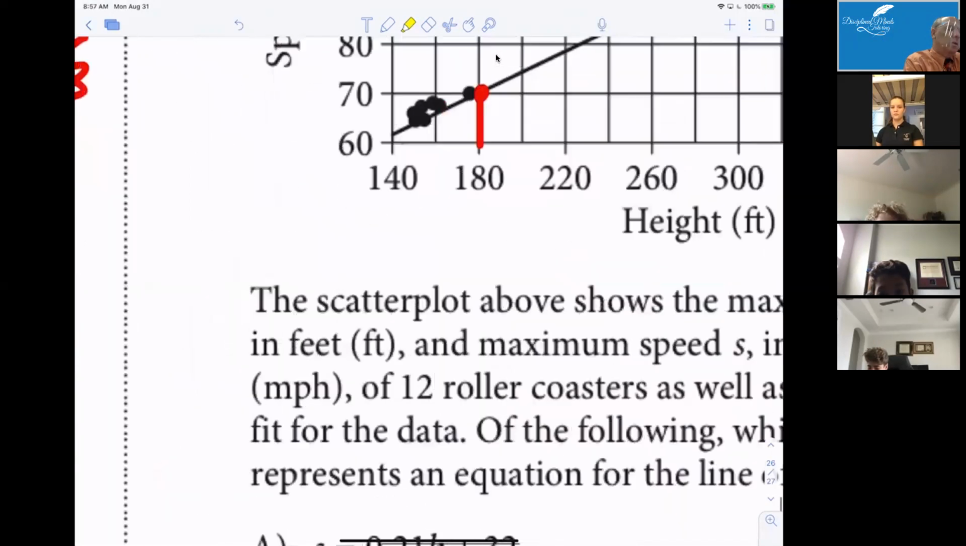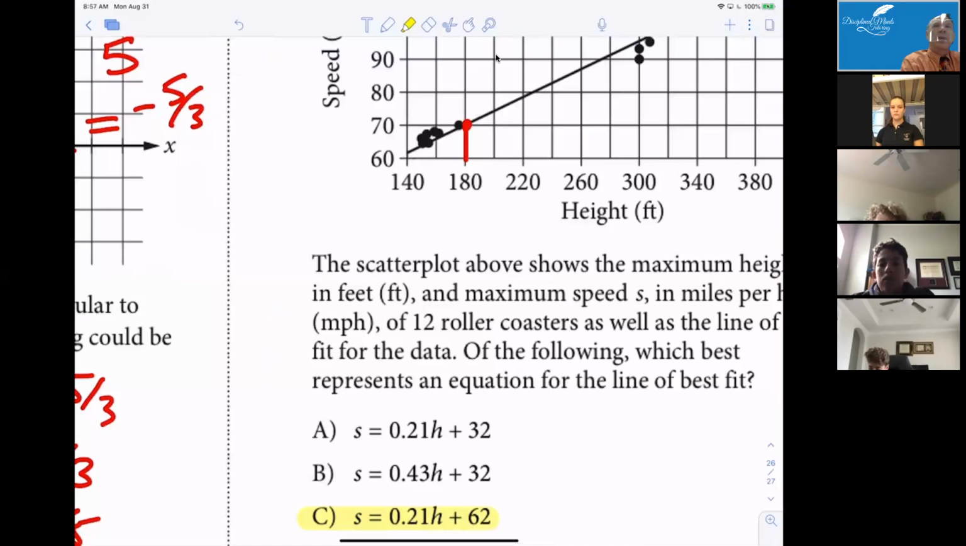The y-intercept looks like about what? It starts at 60. Right, starts at 60. However, that is not the y-intercept, because the x value is not 0 there. It's 140. It's frustrating when you take a standardized test. It has nothing to do with math. It's just them laughing at you because they started not at 0. Does everybody understand what I'm saying?